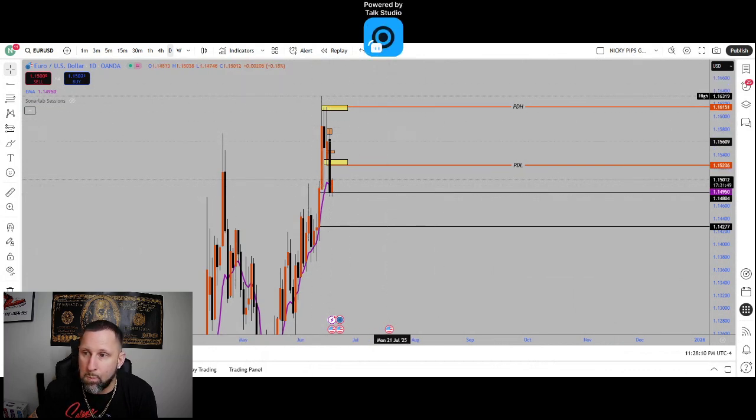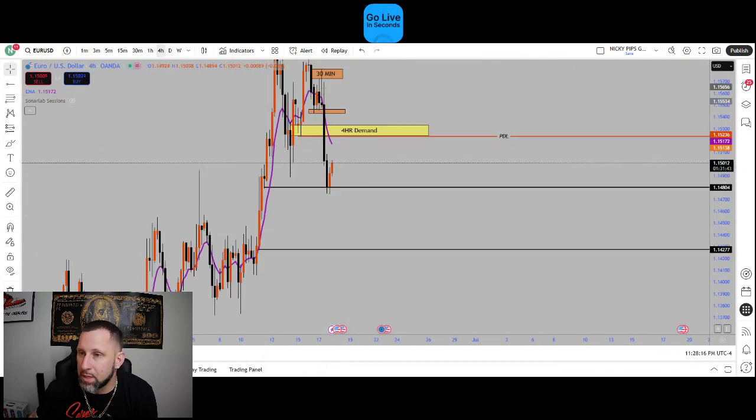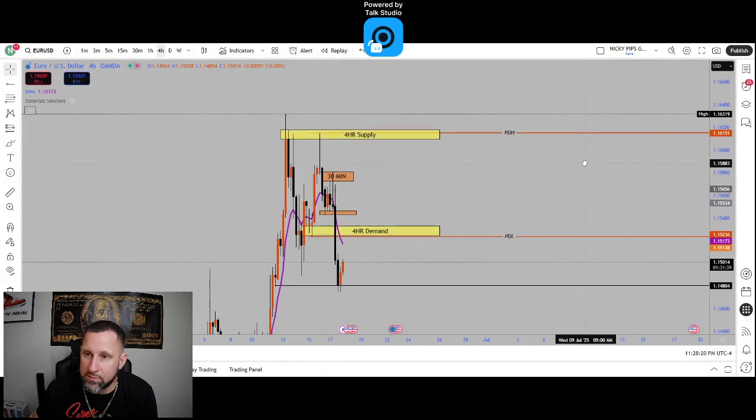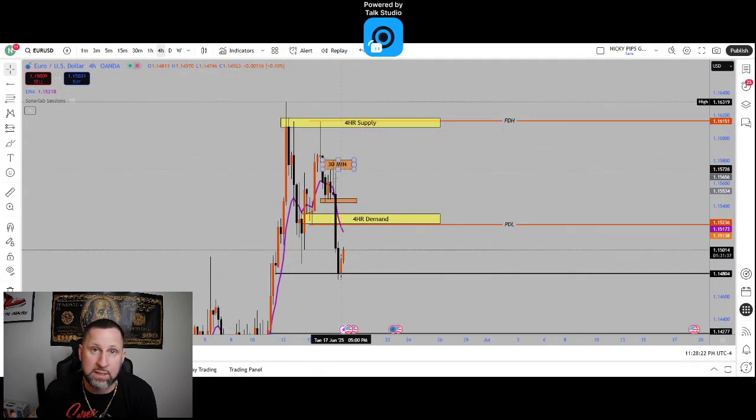After we mark up the previous day high and low, then we'll go down to the 4-hour, and then we'll mark up our supply and demand zones. As of this morning, this is where our supply and demand zones were. We had our supply zone up here, we had our demand zone down here. Of course it broke through that demand, and that lets us know that we're positive for sales.